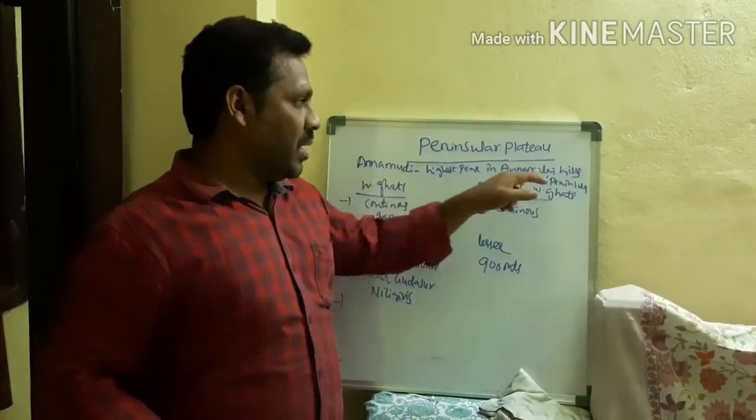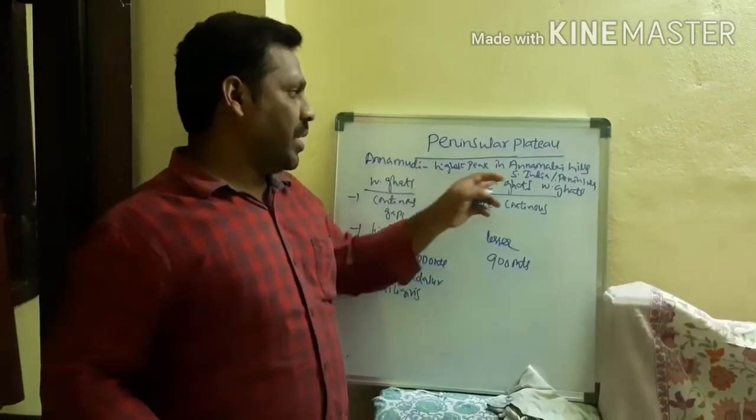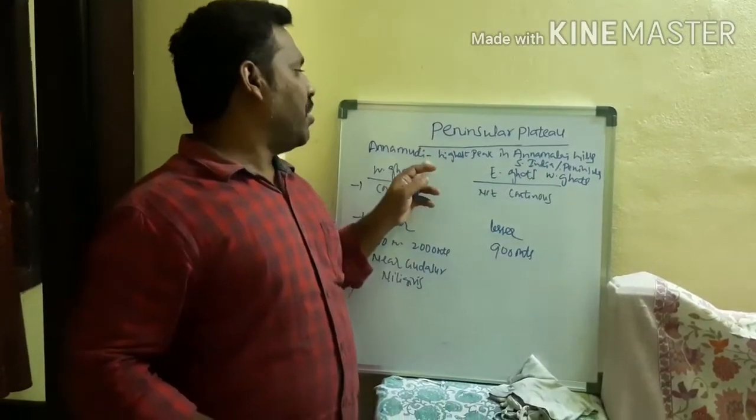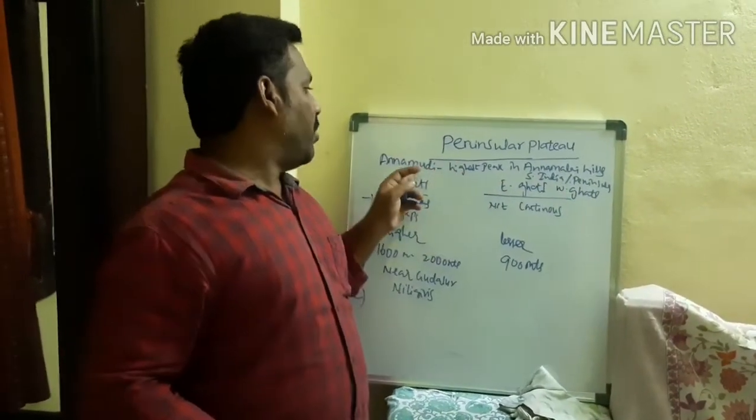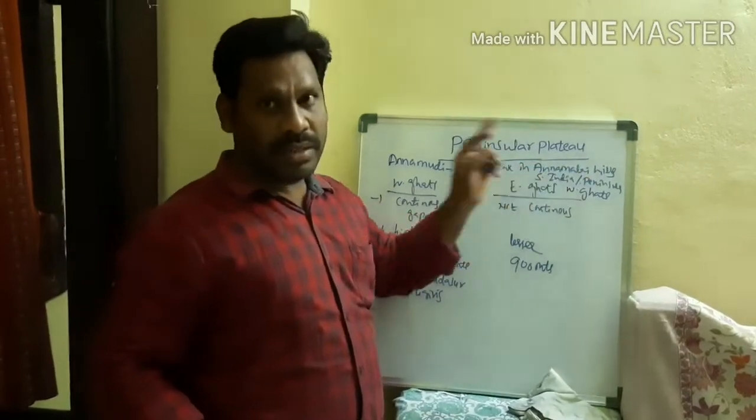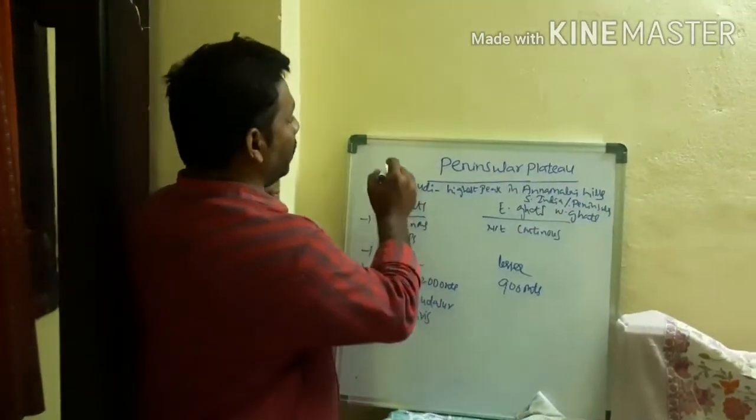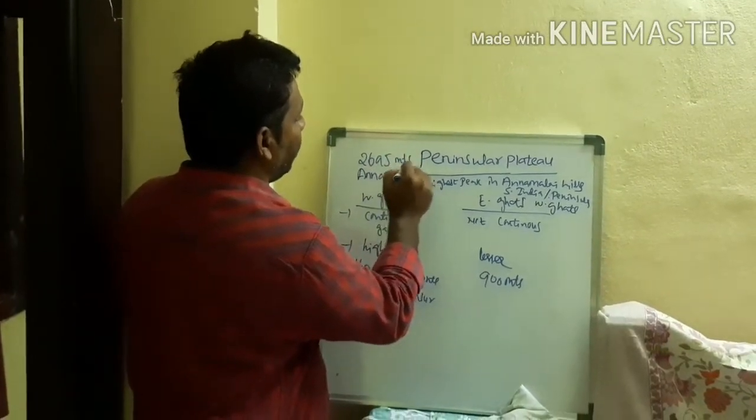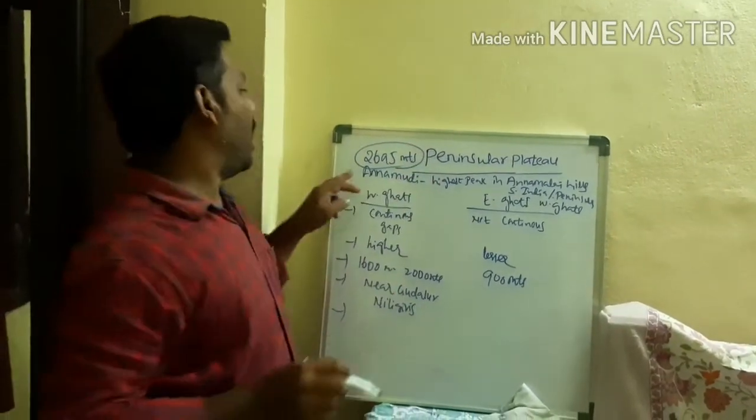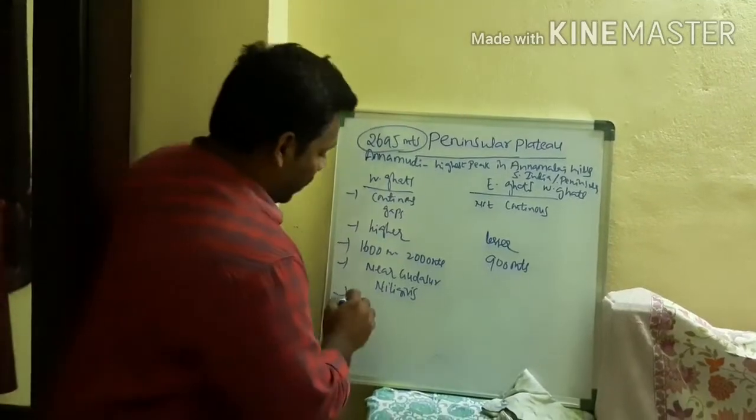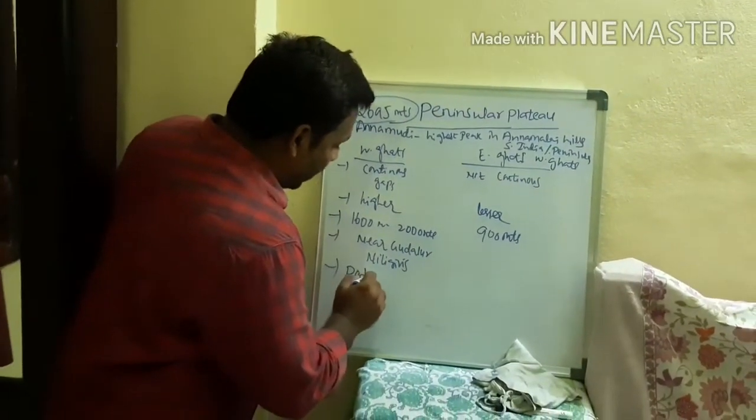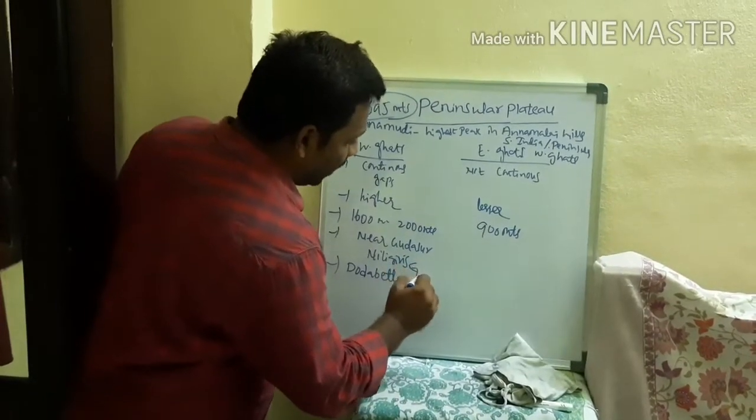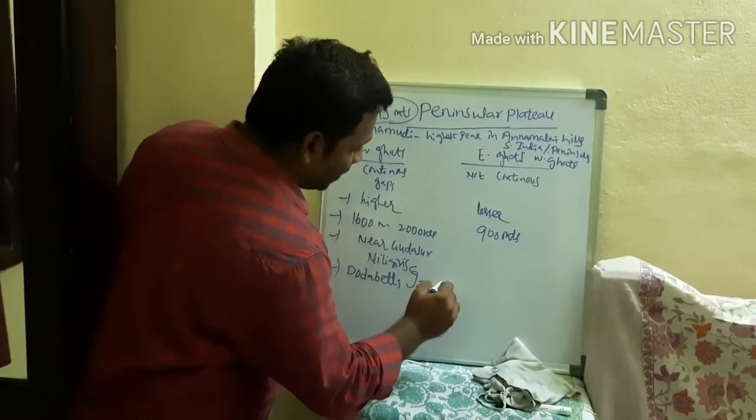Annaimudi is the highest peak in Annamalai Hills, in South India, in the Peninsular Plateau, and in the Western Ghats. With how much height? 2695 meters is the average elevation of Annaimudi. And Dodabetta is the highest peak in the Nilgiri Hills with 2637 meters.